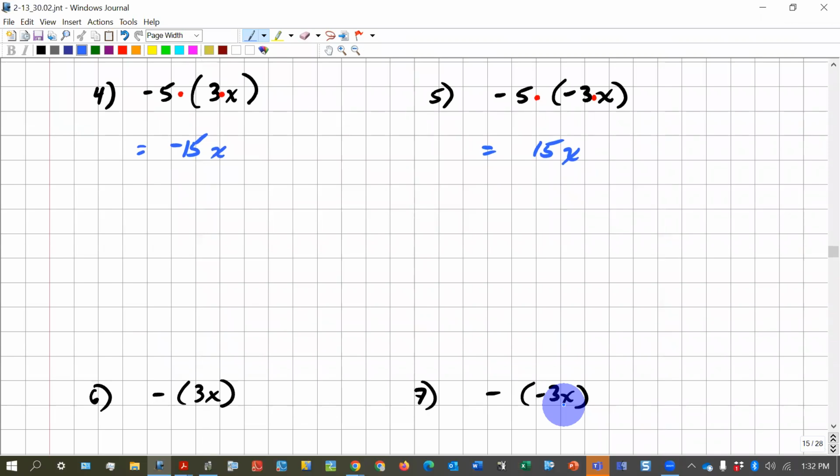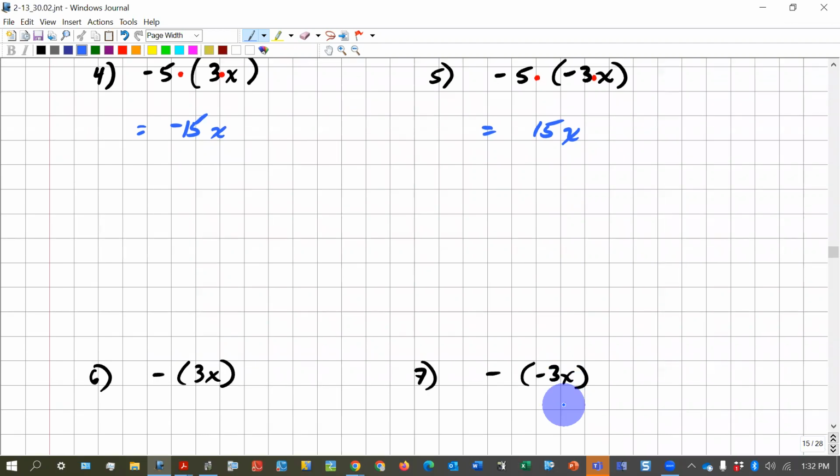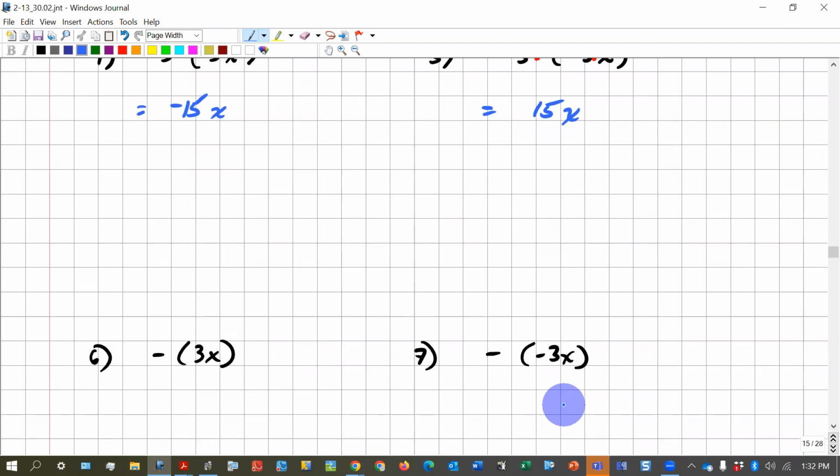When there's just a negative sign in front of a parentheses and there's multiplication inside the parentheses, you can think of that two ways. One way is to say the opposite of 3x is equal to -3x. And the opposite of -3x is positive 3x.